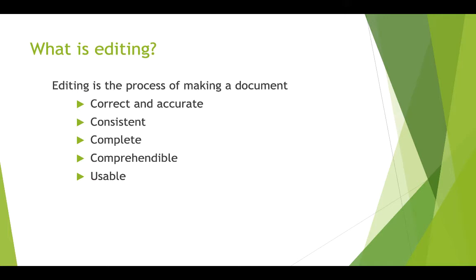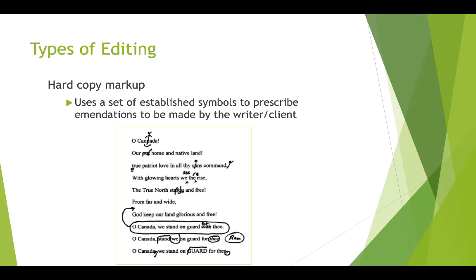In short, editors must be able to see the big picture, but also understand the many tasks that go on behind the scenes of a document. There are two types of editing. The first is hard copy markup, which is editing that's done on paper and uses a set of established symbols to prescribe emendations or changes to be made by the writer or client.